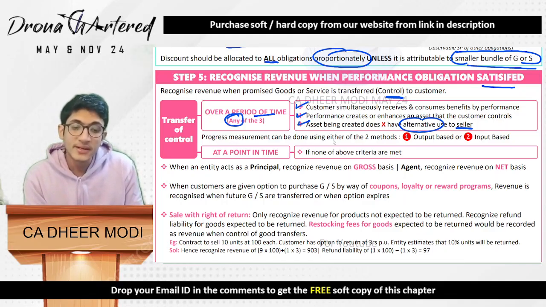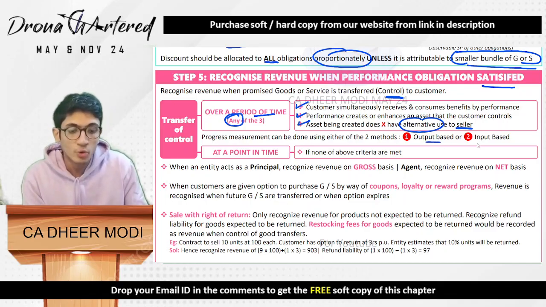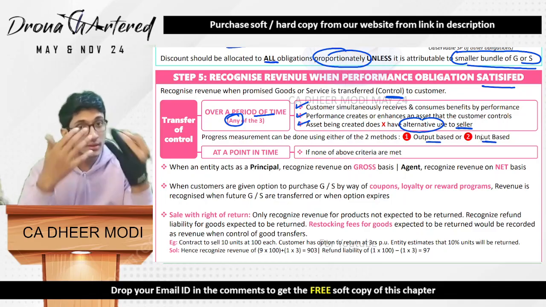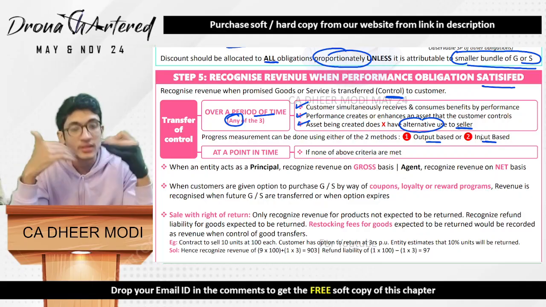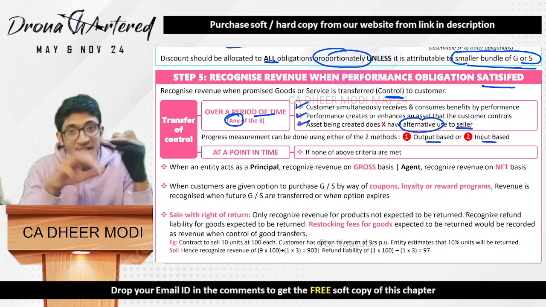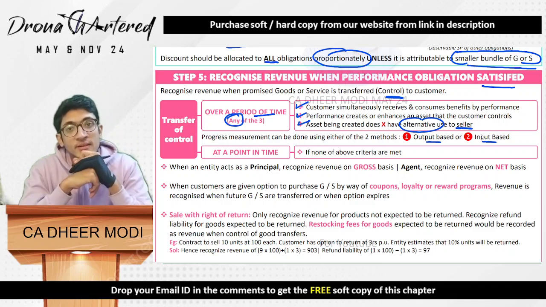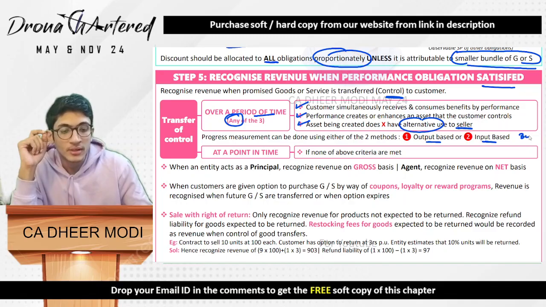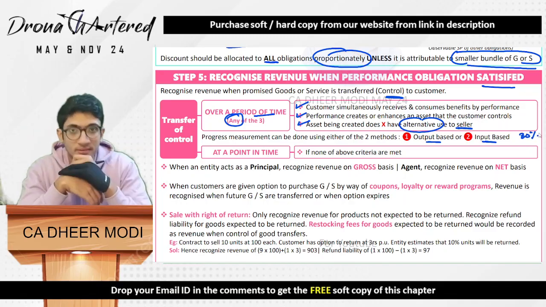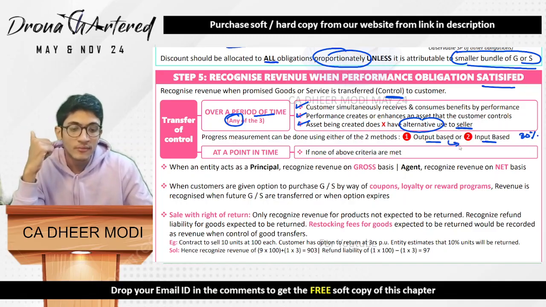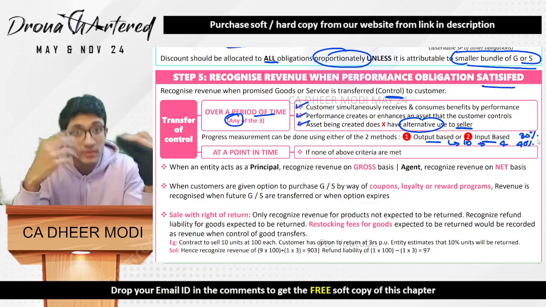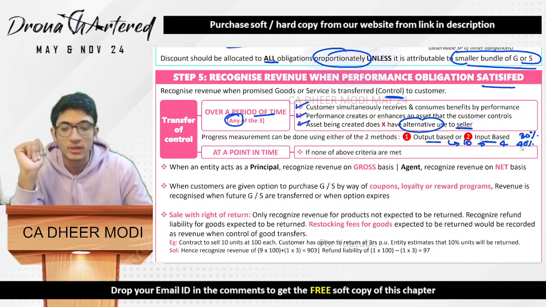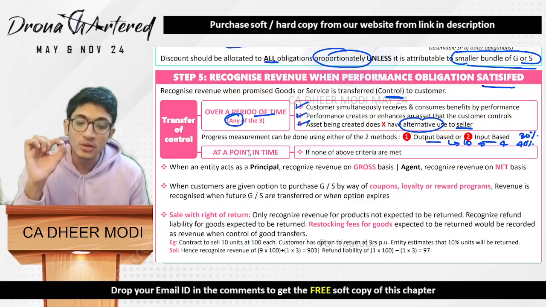Now, how do you measure the progress? Progress measurement can be done using either of two methods, either output based or input based. That means either what is coming out, your finished product, or what input you are putting in. If something requires 1000 kgs and I've already put in 300 kgs, that means 30% progress has been made. This is input based. Output based will be what? Say I'm making a building of 10 floors and I have already made 4 floors. That means 40% because this is my output. So progress is 40%.